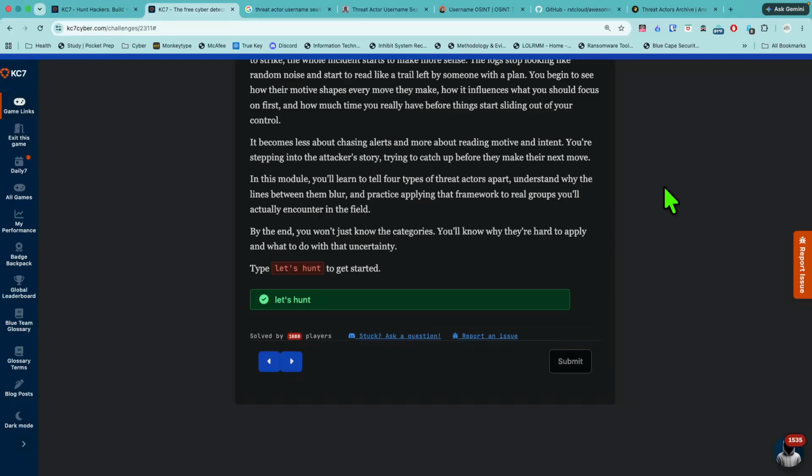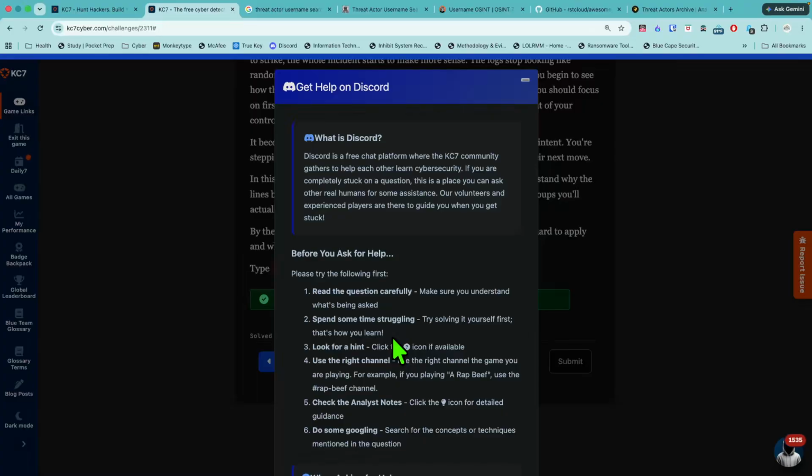So let's type let's hunt to get started, and if you type let's hunt and click submit, you'll get the answer correct. Additionally, there's another really helpful feature that I want to talk about, and it is stuck as a question. So let's click on it. If you don't know what Discord is or don't have Discord, don't worry, I'm going to help you better understand what Discord is.